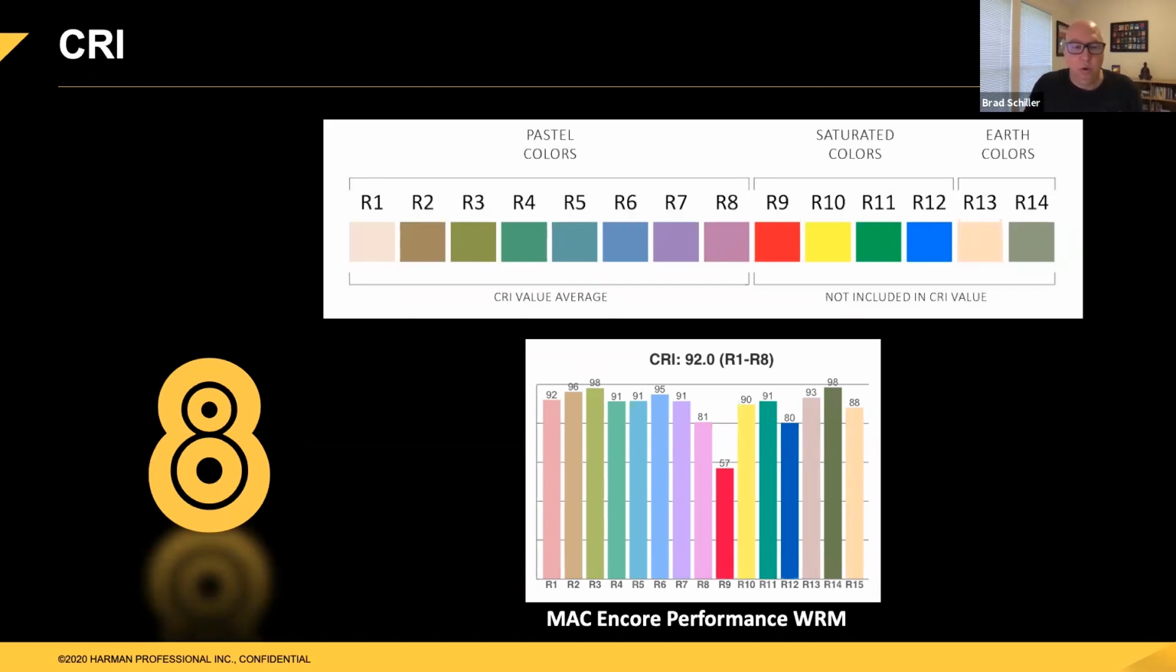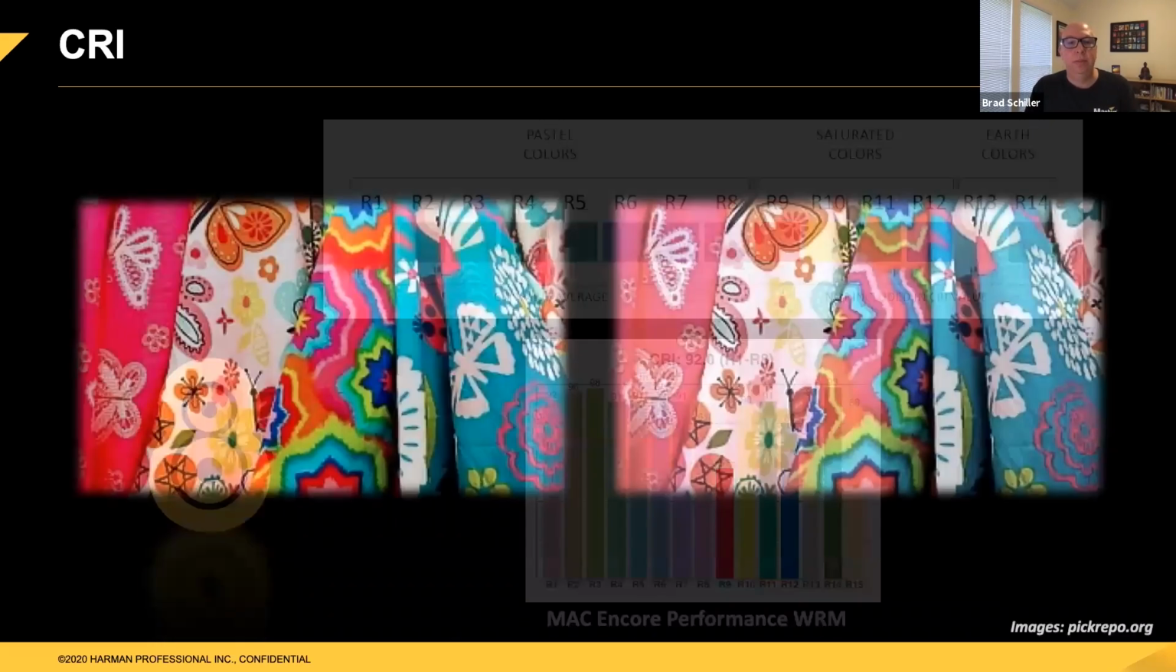So CRI is a horrible metric, horrible metric, because it doesn't take saturation into account, it doesn't make use of most of the spectrum, and it's a basic average. Now, I keep telling you it's a horrible metric. Lots of people are counting on it and using it today, and we'll get to what you should be looking at. But I want to give you a very good example of just how bad CRI is.